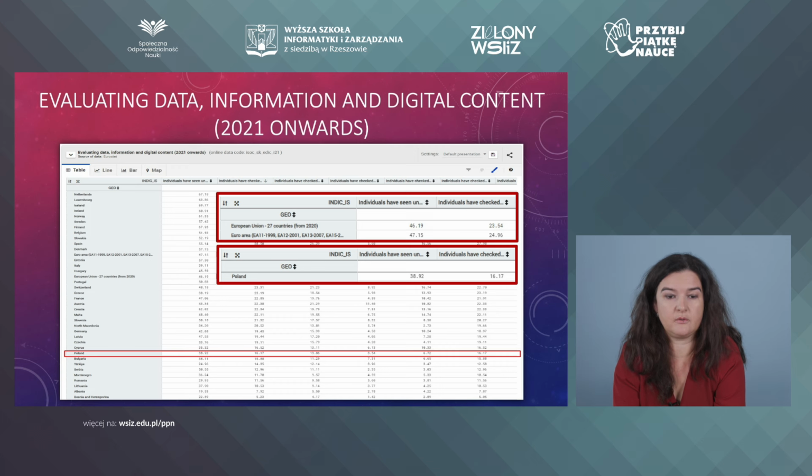The highest percentage of users who checked information they found was in the Netherlands, 45%. The highest percentage of internet users who uncritically accept what they find online is in Lithuania, where only 11% have checked it. This is followed by Romania and, sadly, Poland, where 39% of internet users have come across suspicious information, but only 16% have bothered to check its credibility. These figures do not inspire optimism. They are a challenge, especially for universities.